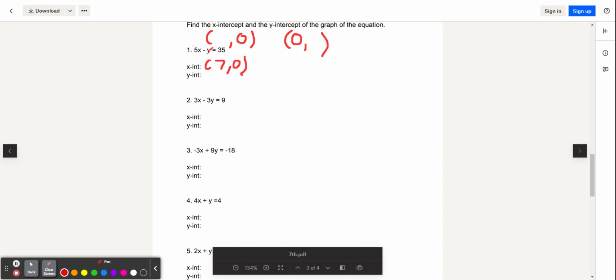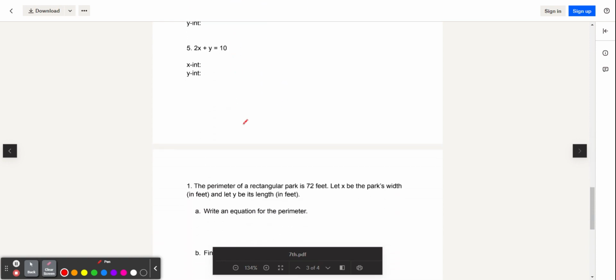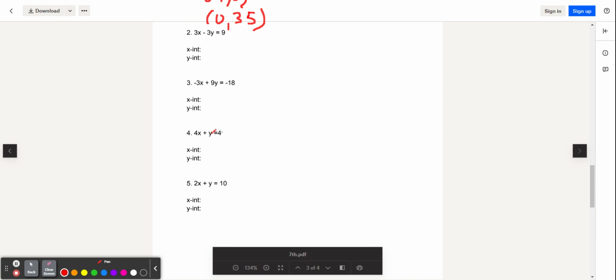Similarly, we plug in 0 for x to solve for the y-intercept. So this term goes away because it's just 0. Y equals 35. We don't even need to do any algebra. It just tells us the answer. 0, 35 for the y-intercept. We can repeat for all of these other problems. They're just the same idea. For instance, why don't we try number 4?